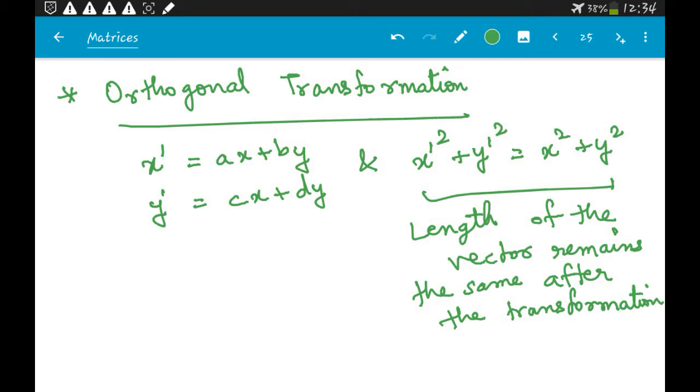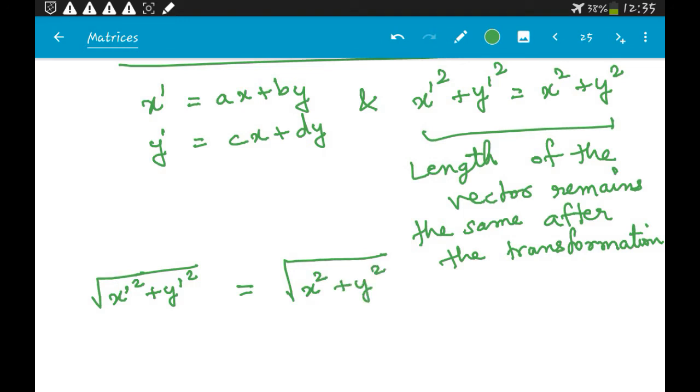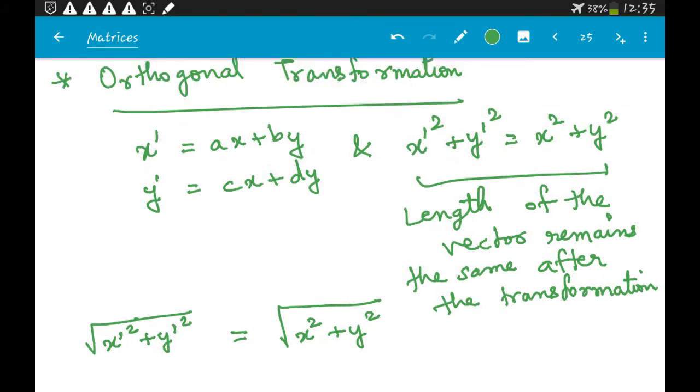Okay, so this is what it means, because this will give you the length of any vector. The length of vector x dash y dash would be root of x dash square plus y dash square, so this has to be equal to the length of the vector xy, which is root of x square plus y square. So this needs to be satisfied, along with the condition that it is similar to linear transformation, and if these two things are satisfied, then it is called an orthogonal transformation. Alright, so we will see why these things are important.